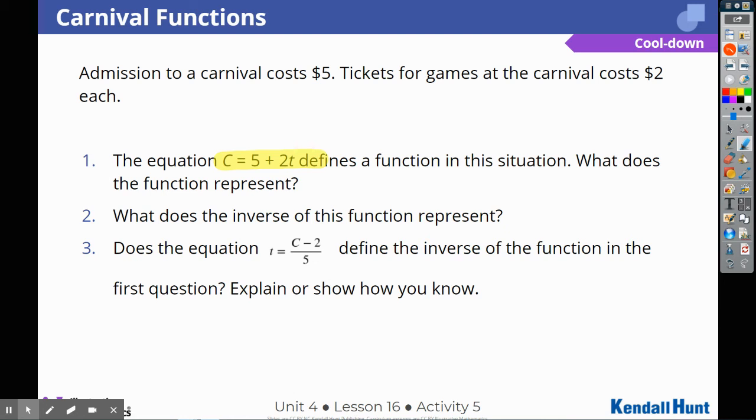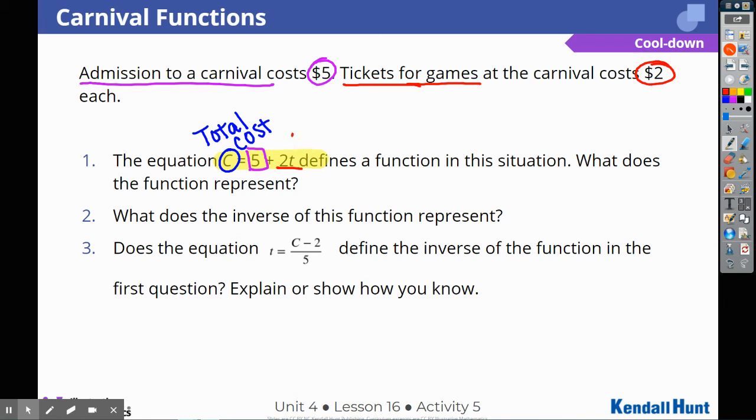If we're looking at this, we've got C. So we think C is going to equal the total cost of the carnival. And then the 5 here, looking up at the problem, it costs $5 for the admission into the carnival. So that's going to be your general admission. Just to go to the carnival, you have to pay $5. And then we have plus 2t. We know that tickets for the games at the carnival cost $2. So this represents $2 per ticket.